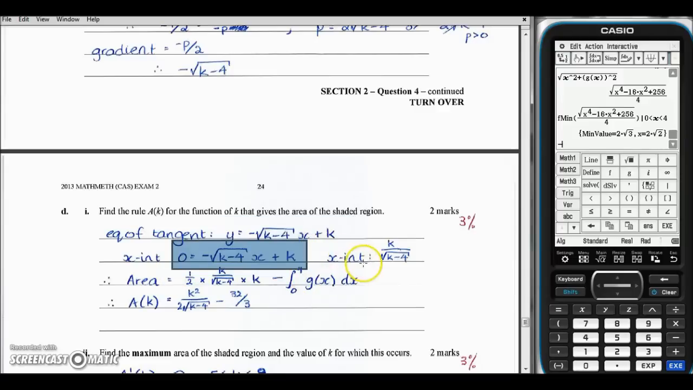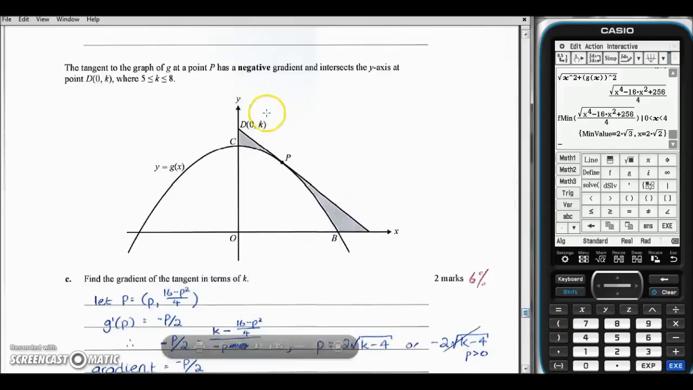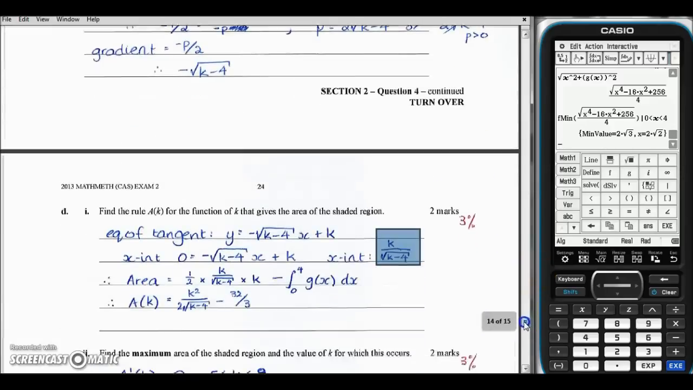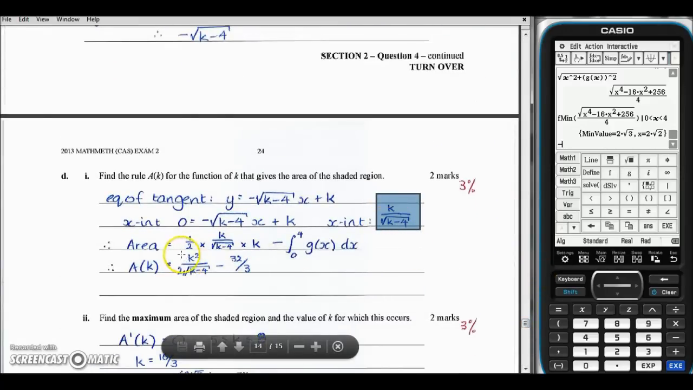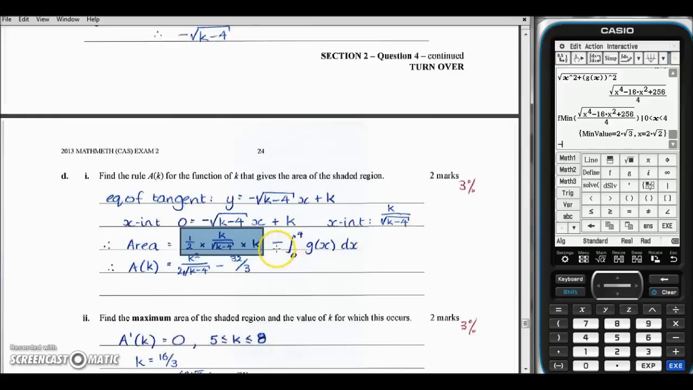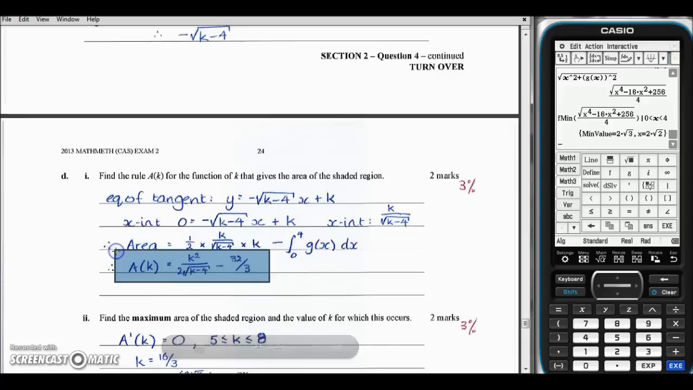Solve this for k in your calculator. I'm going to save a bit of time and not type that in. But you get k on root k minus 4. So that means that the area of the big triangle here is 1/2 multiplied by k, which is the height, multiplied by k on root k minus 4, which gives you this part here, and then subtract the area underneath the parabola, which gives you this here as your area function. Now I'm going to define that because we need it for the next couple of questions.